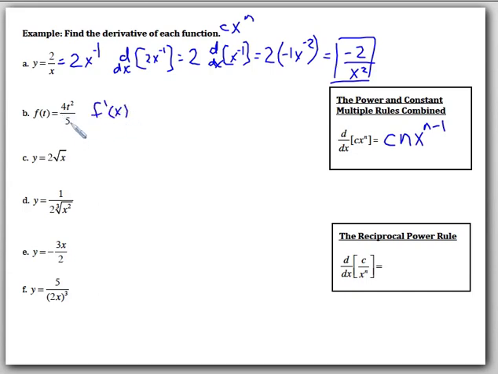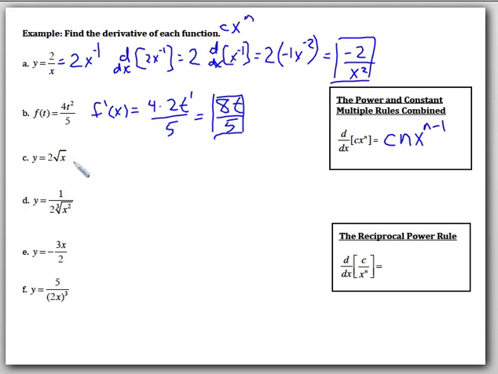So here we have 4/5 t squared. So the 2 is going to multiply the 4/5. So it's going to be 4 times 2 over 5. And then t squared is going to become 2 minus 1, which is 1. And then all we have to do is simplify. So we have 8t over 5.